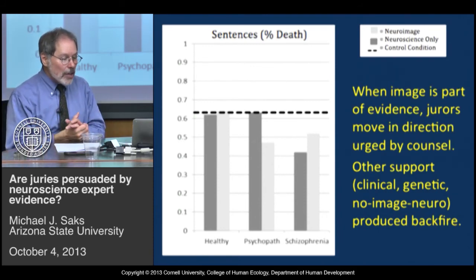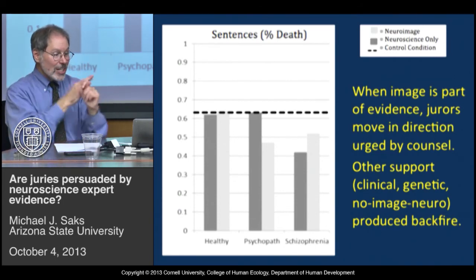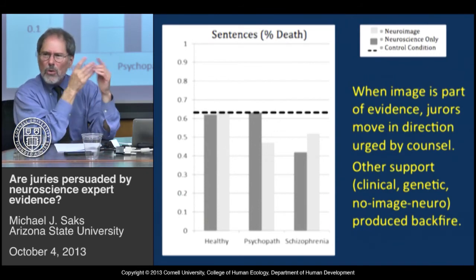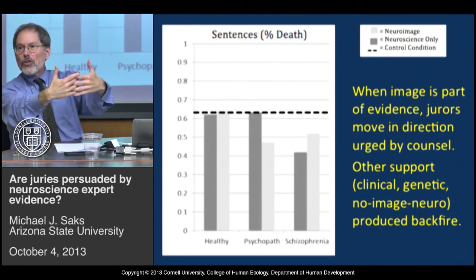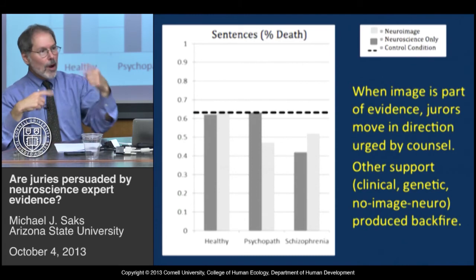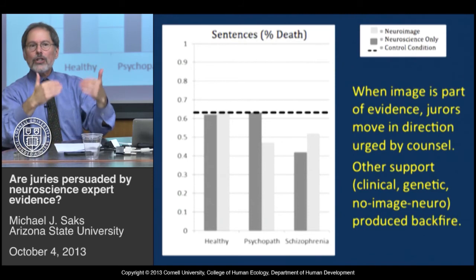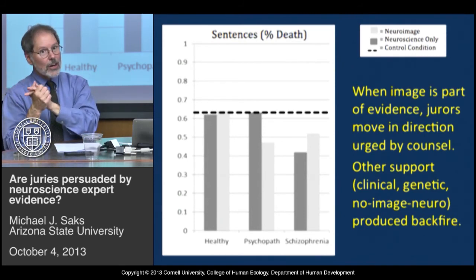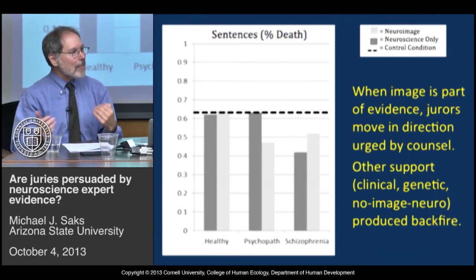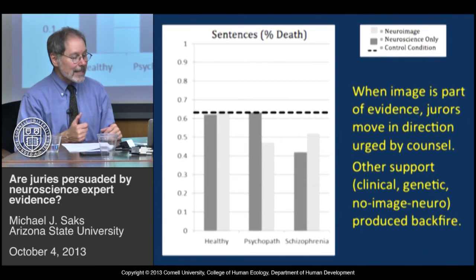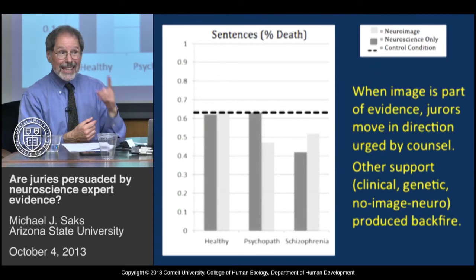But when any other kind of support was offered, clinical psych testimony, genetic, or the no image neuro evidence, it moved people further away from what the lawyer was arguing. So the lawyer's argument in conjunction with this other evidence was producing a boomerang effect or a backfire effect. They were getting the opposite movement than they were seeking to get. The only time they were getting the jury to go where they wanted them to go was with the image.